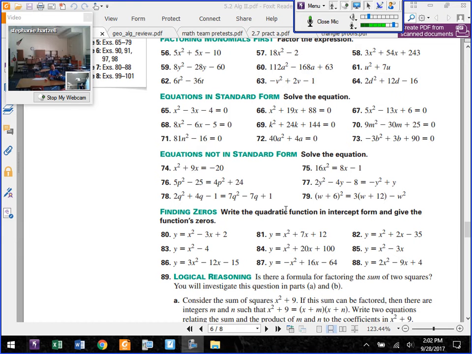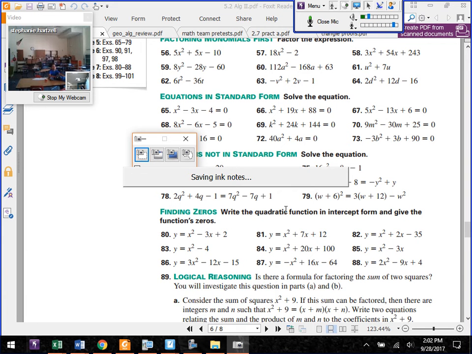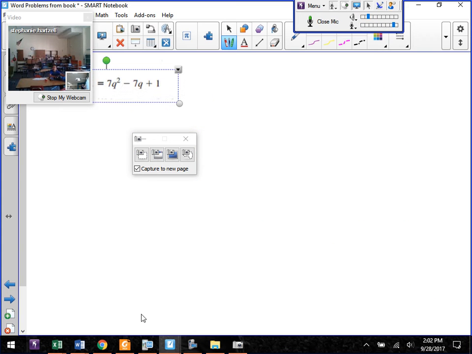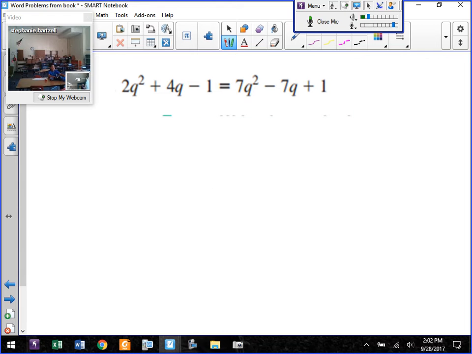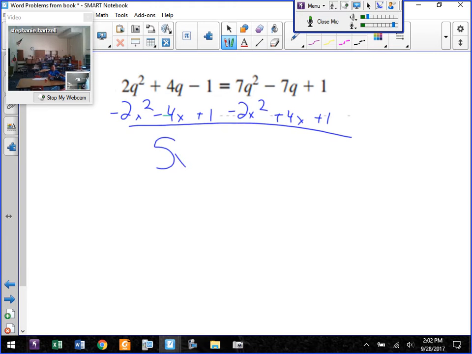Same deal. Move everything this time to the right. So I'm going to subtract 2x squared, subtract 4x, add the 1. I get 5x squared minus 3x plus 2. What times what is 10 together to get negative 3?